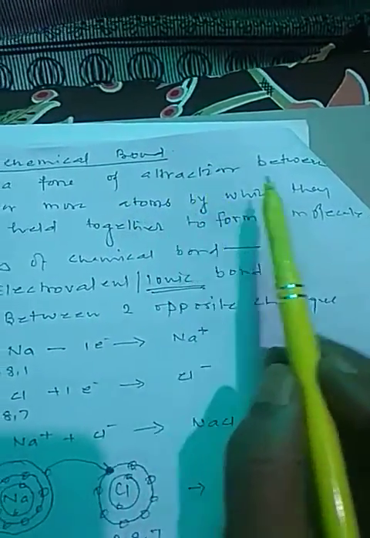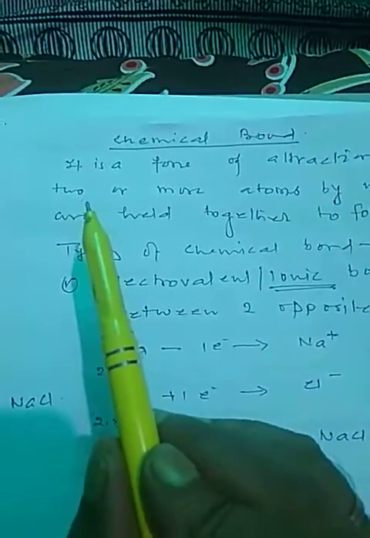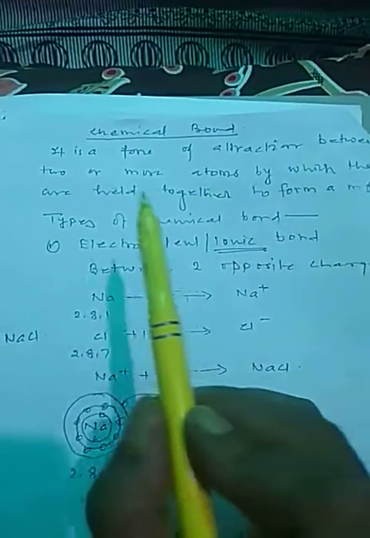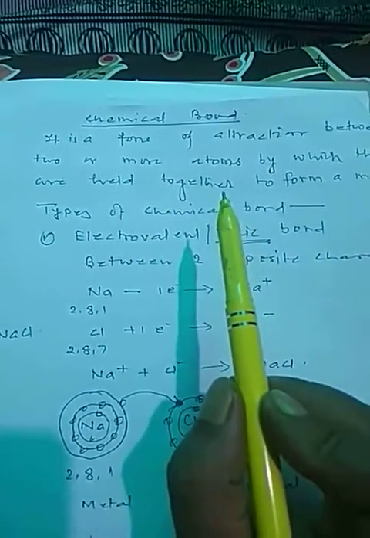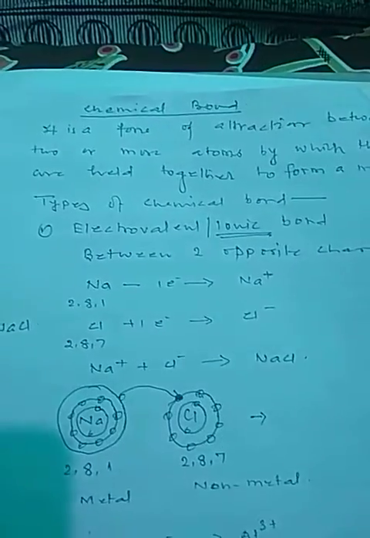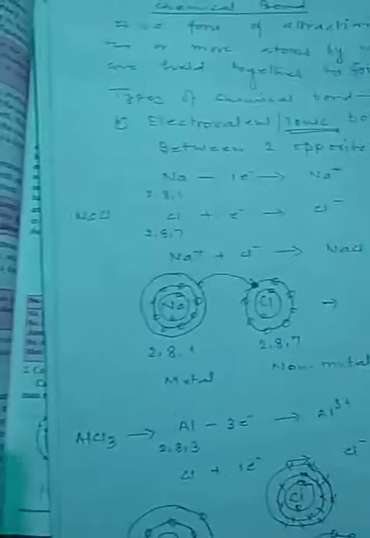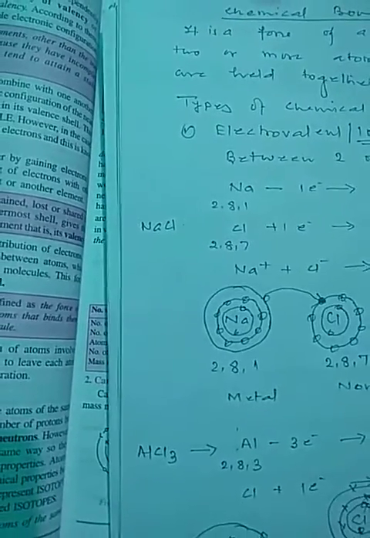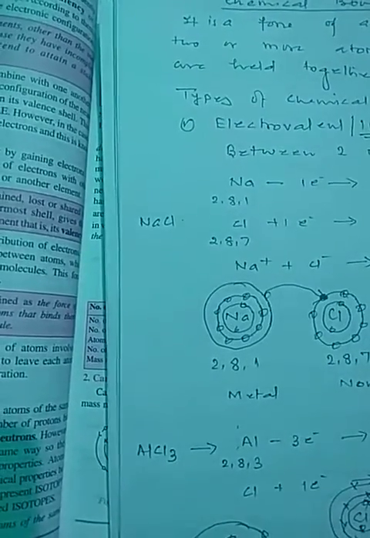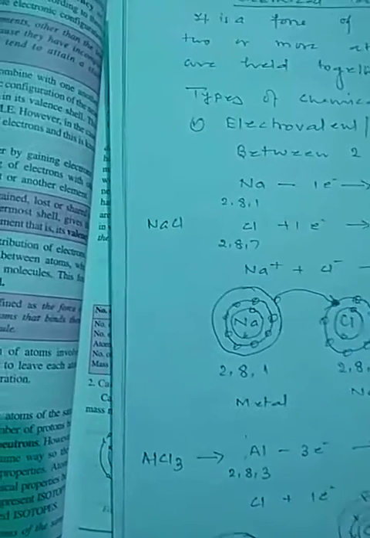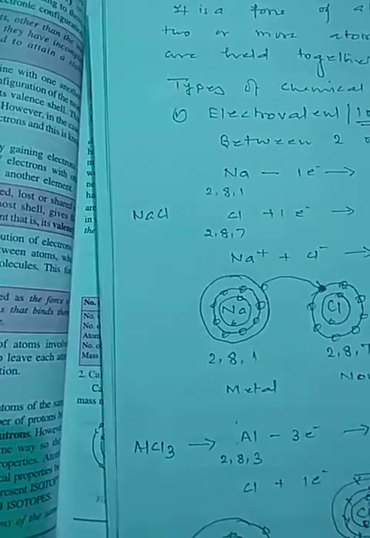So first of all, what is a chemical bond? A chemical bond is a force of attraction between two or more atoms by which they are held together to form a molecule. See, we know the octet rule: all the elements tend to have 8 electrons in the outermost shell, except helium and hydrogen.